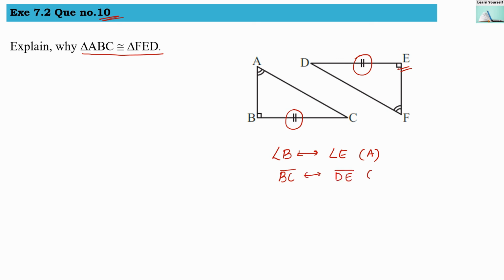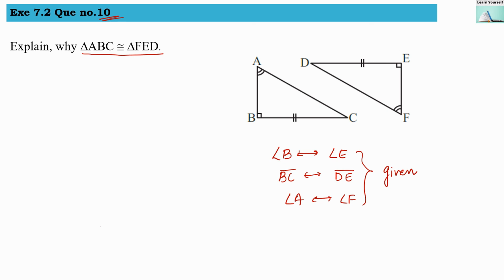And then angle A and angle F. So angle A and angle F are in congruence with each other, but this side is not in between these two angles. So angle side angle criteria we cannot write here because all the conditions of angle side angle criteria are not fulfilled here. So we have to think about other criteria. Now these things have been given to us as per the figure.